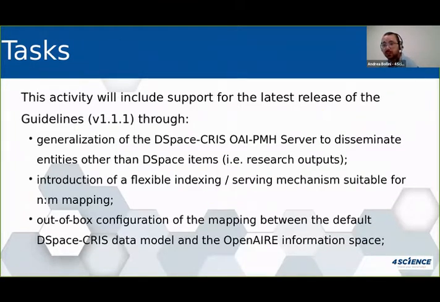The tasks included in this implementation are essentially three. One of the first things we needed to do to support the CRIS guidelines is to generalize the DSpace-CRIS OAI-PMH server to disseminate also additional entities other than DSpace items. So in a basic DSpace, you only expose publications over OAI-PMH. Now with DSpace-CRIS, you are also able to expose your richer contextual information. So you expose your persons, your organizations, your projects, and so on.